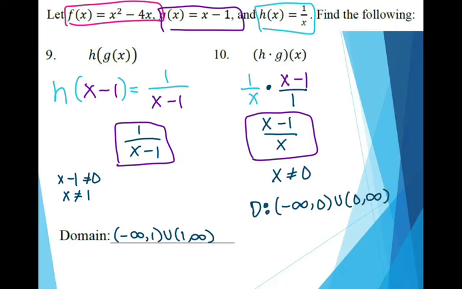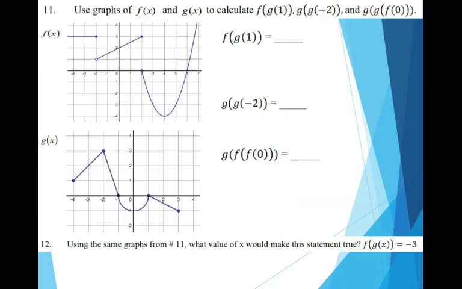All right, let's see what number 11 is. So 11 and 12 are both going to be using these graphs. It says use the graphs of f of x and g of x to calculate f of g of 1, g of negative 2, and then g of f of 0. Okay, that one's a mouthful. So let's start with f of g of 1.